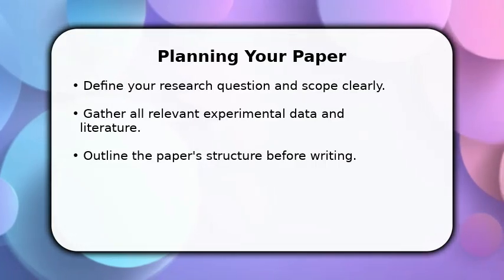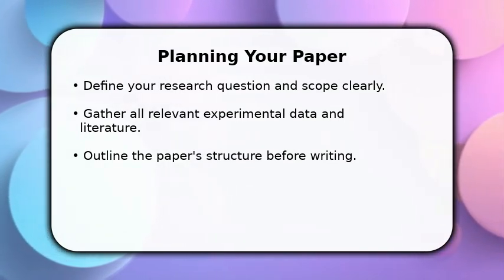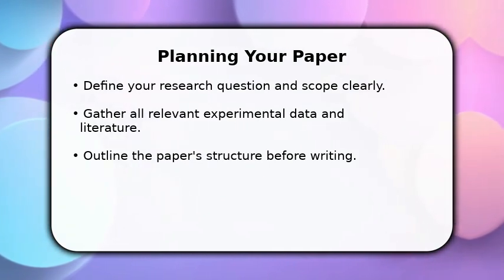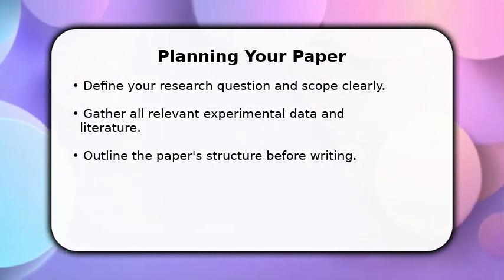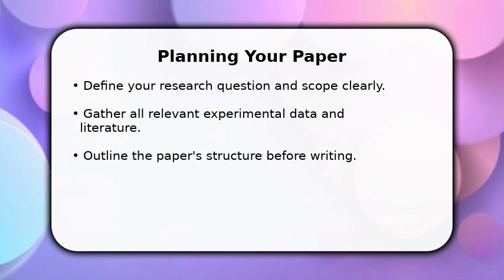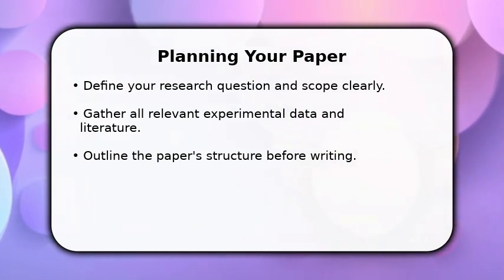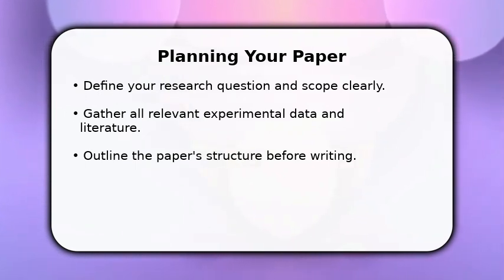In this video, I will explain how to write an organic chemistry paper step by step. First, begin by clearly defining your research question and the scope of your study. Next, meticulously gather all your experimental data, observations, and relevant scientific literature. Before you start writing, create a detailed outline of your paper's structure, including all sections and subsections. This foundational planning ensures a logical flow and comprehensive coverage of your work.